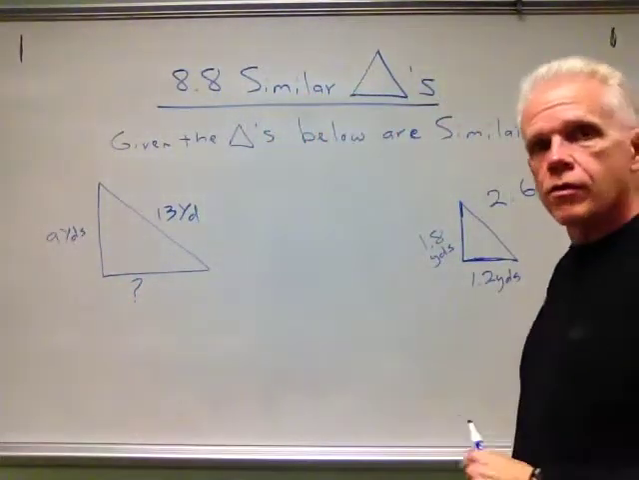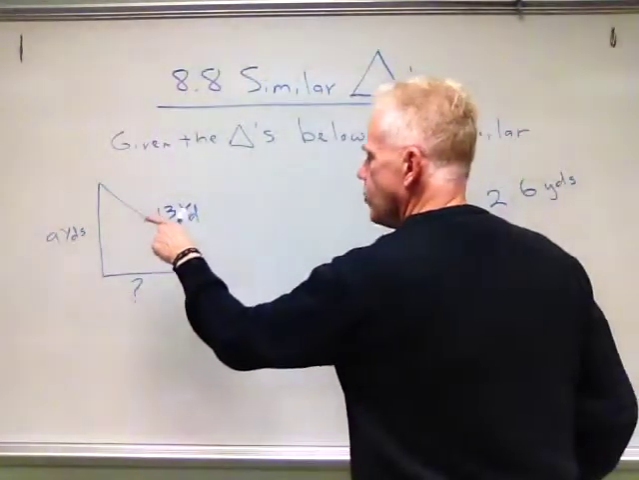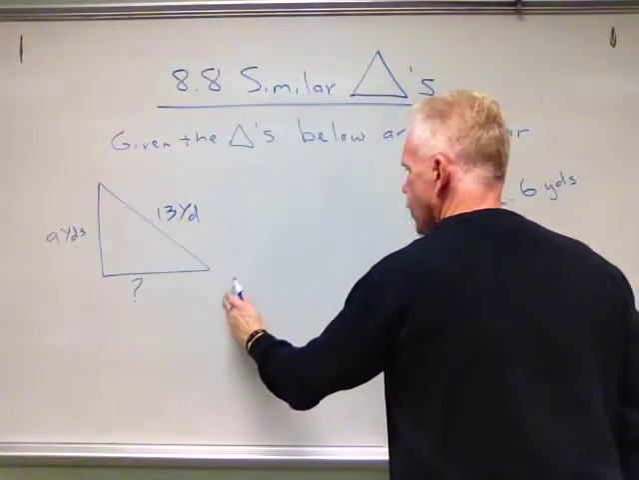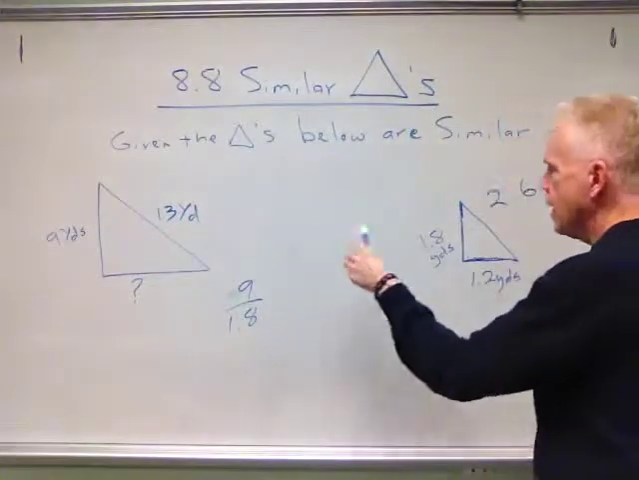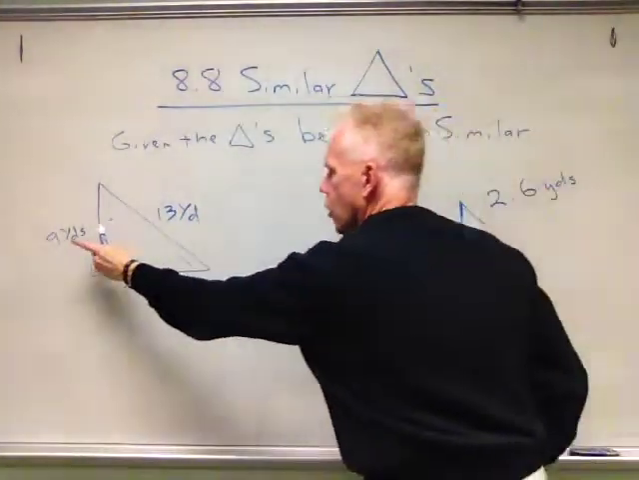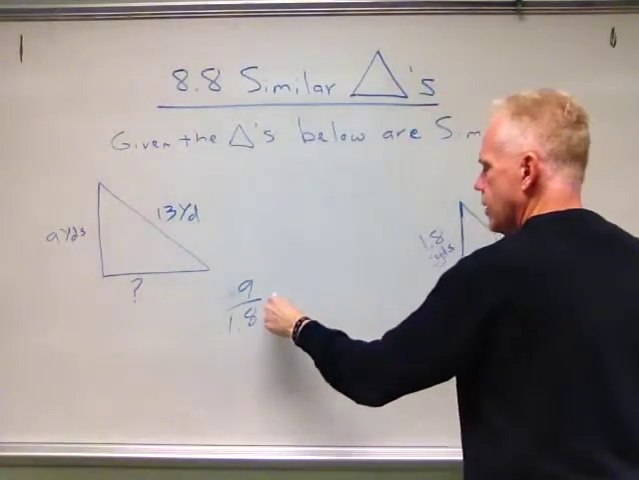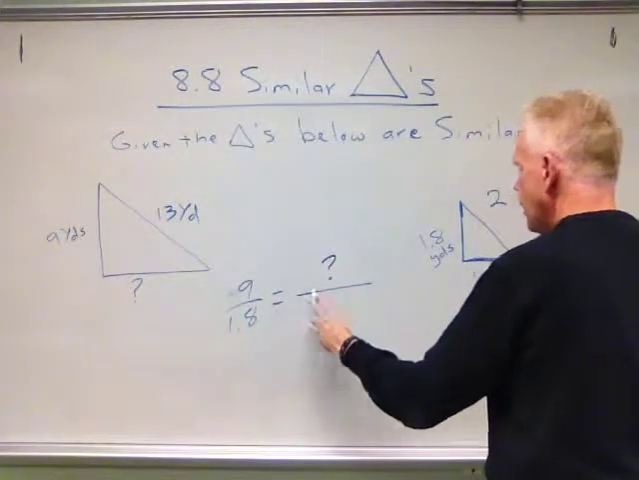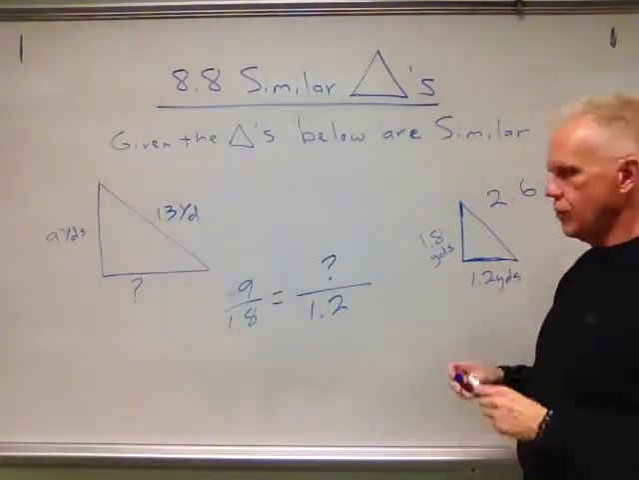So here's what we're going to do to find out. It's not a big deal. We can find out very easily. We can say 9 is to 1.8, so we'll just go straight into 9 over 1.8. Larger triangle to smaller triangle, larger on top, smaller on bottom. And set a proportion: question mark is to 1.2.